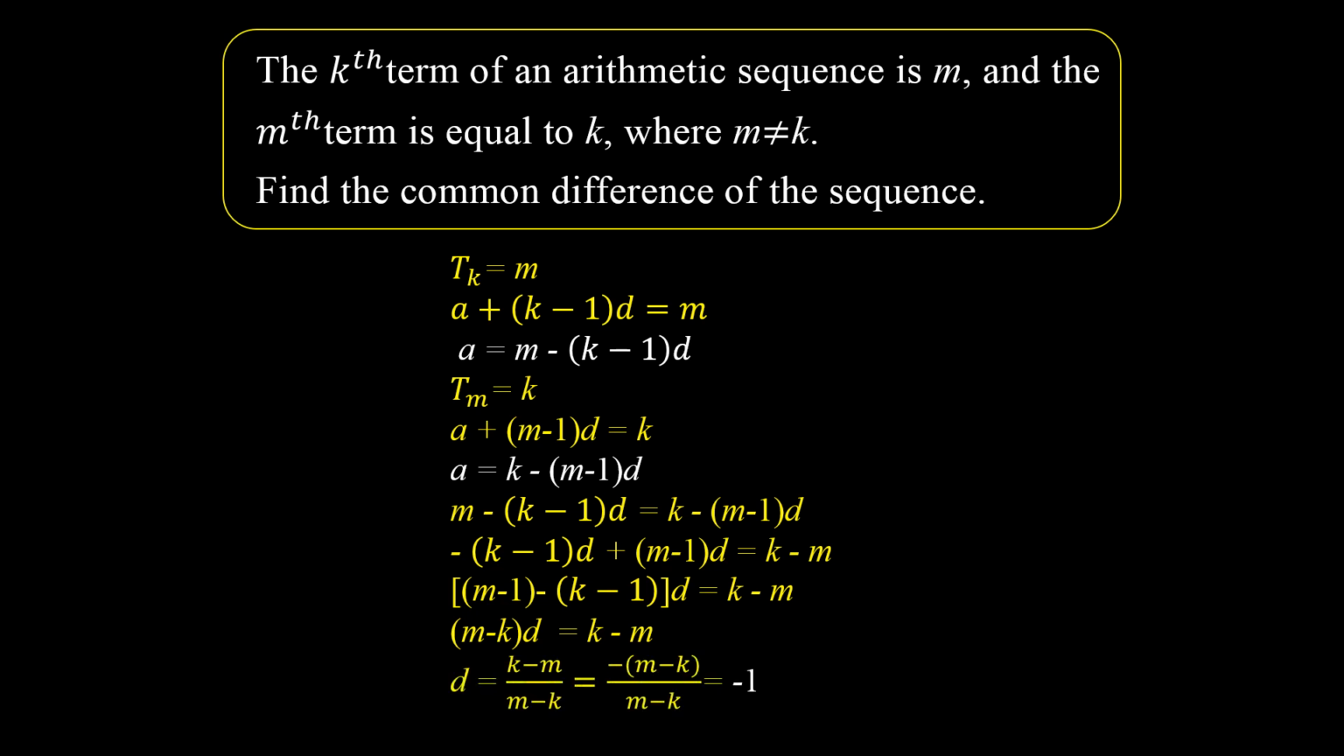Now d equals k minus m over m minus k. But we can see that we can still simplify, making k minus m as minus of m minus k. Now m minus k in the numerator and m minus k in the denominator will be cancelled and we get minus 1. Beautiful answer.